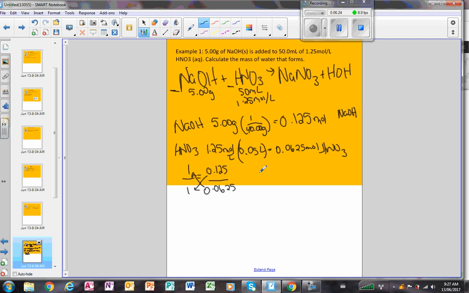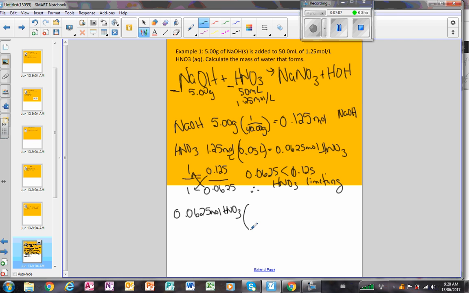So what we see here is that 0.0625 times 1 is going to be 0.0625, and that is less than the 0.125 moles for sodium hydroxide, which means that nitric acid is our limiting reagent. Okay? So once we know which one is our limiting reagent, we can use those moles to continue on with regular stoichiometry. So we're going to take 0.0625 moles of the nitric acid.